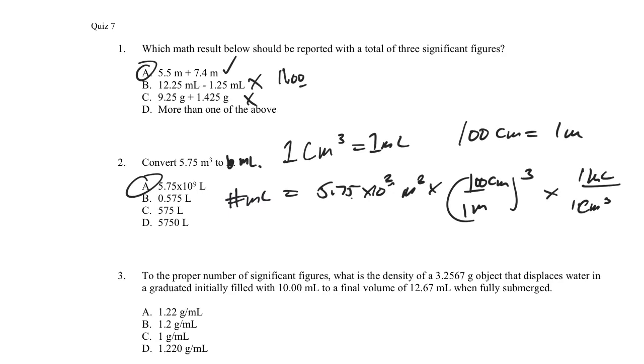The proper number of sig figs, what is the density of an object that displaces water by a certain quantity? So this would just be 3.2567 grams divided by the volume of the object, which would be 2.67 milliliters. So 3 sig figs on the volume. So the result should have 3 sig figs here. And so I don't even need to do the calculation because we're really just picking the sig figs here. So 3 sig figs on the result.